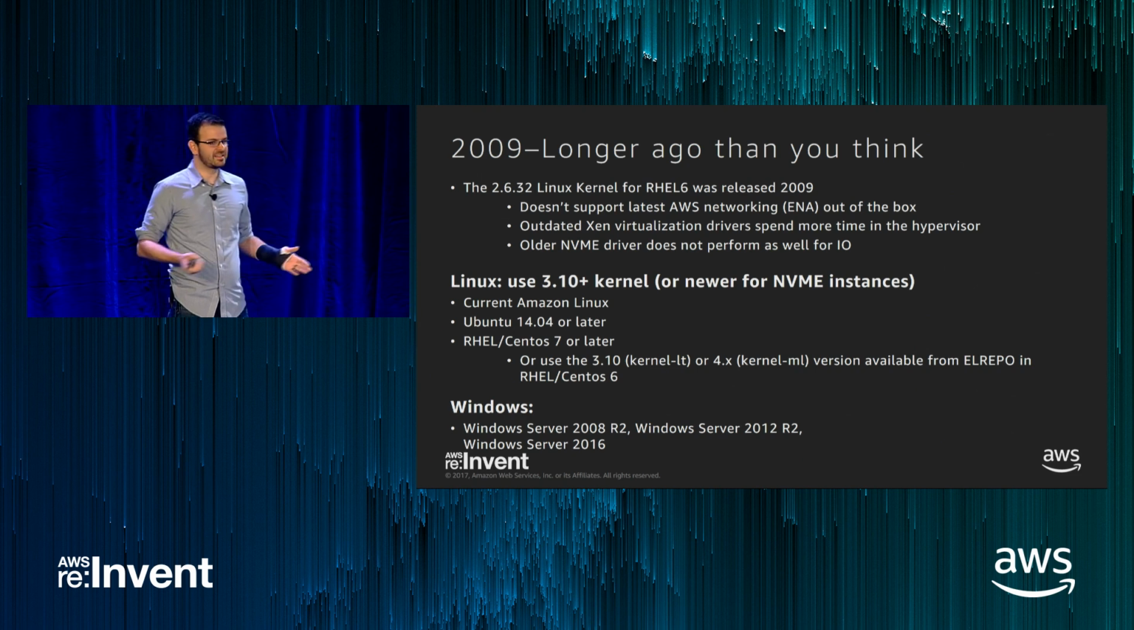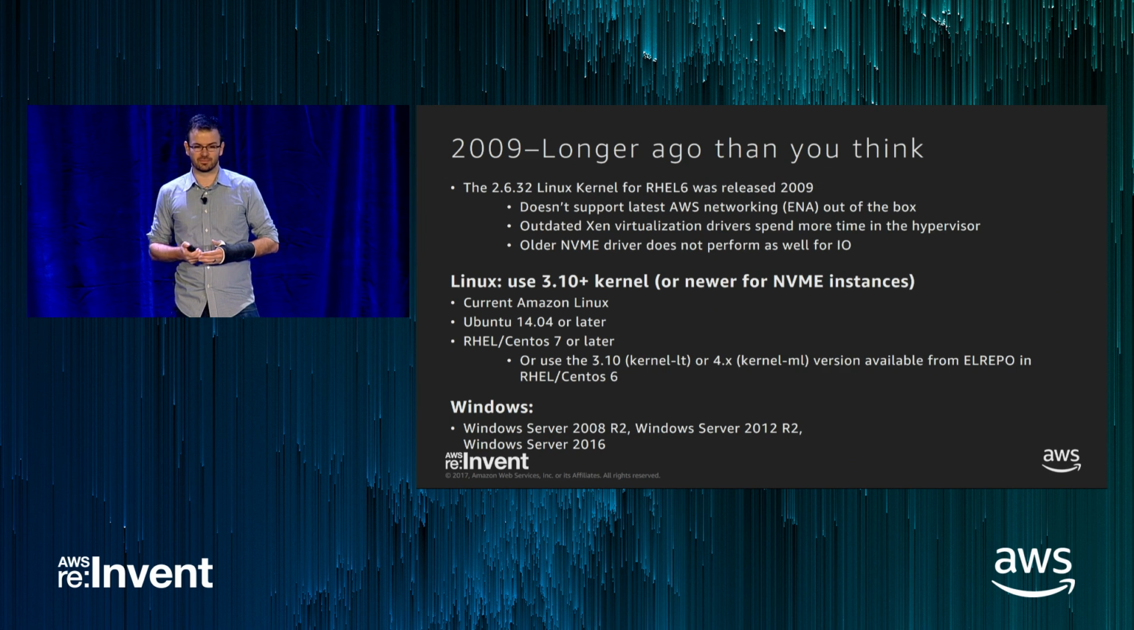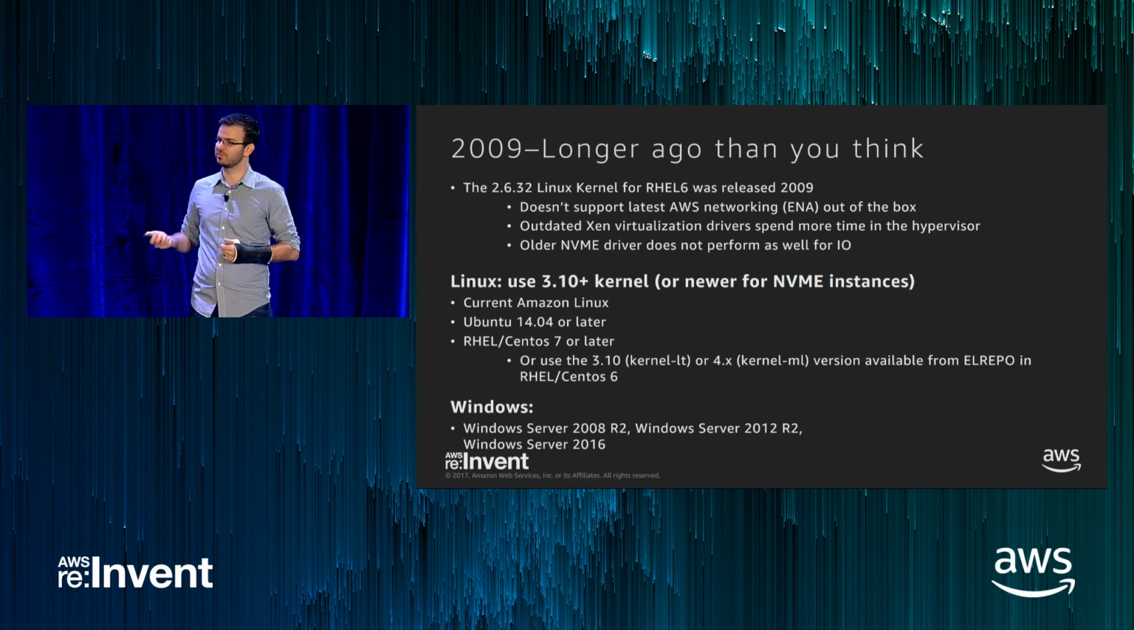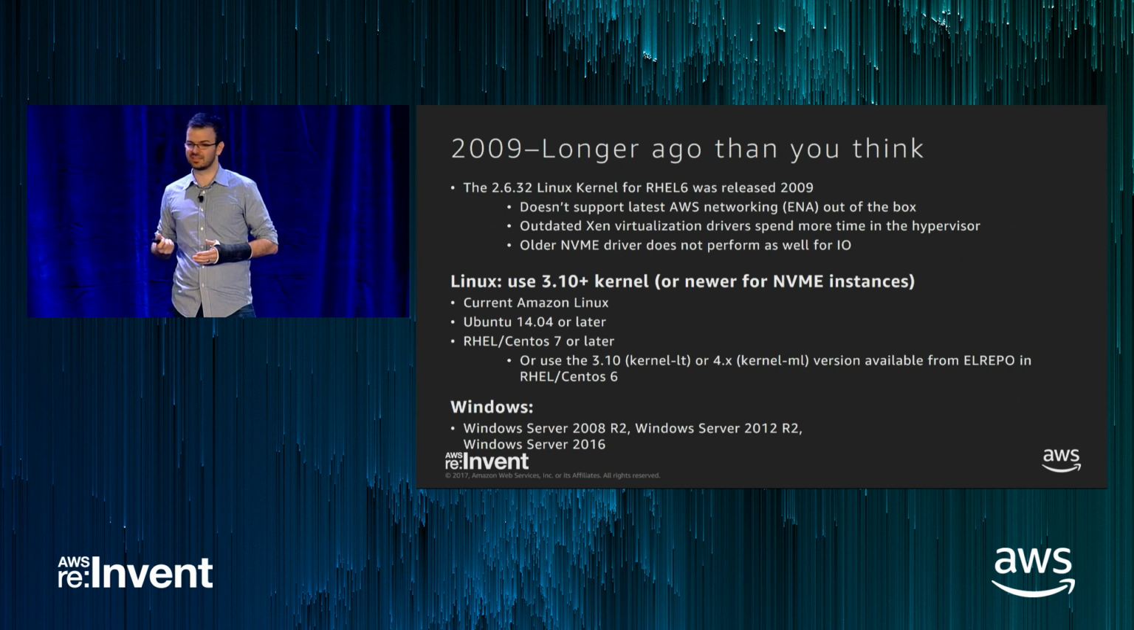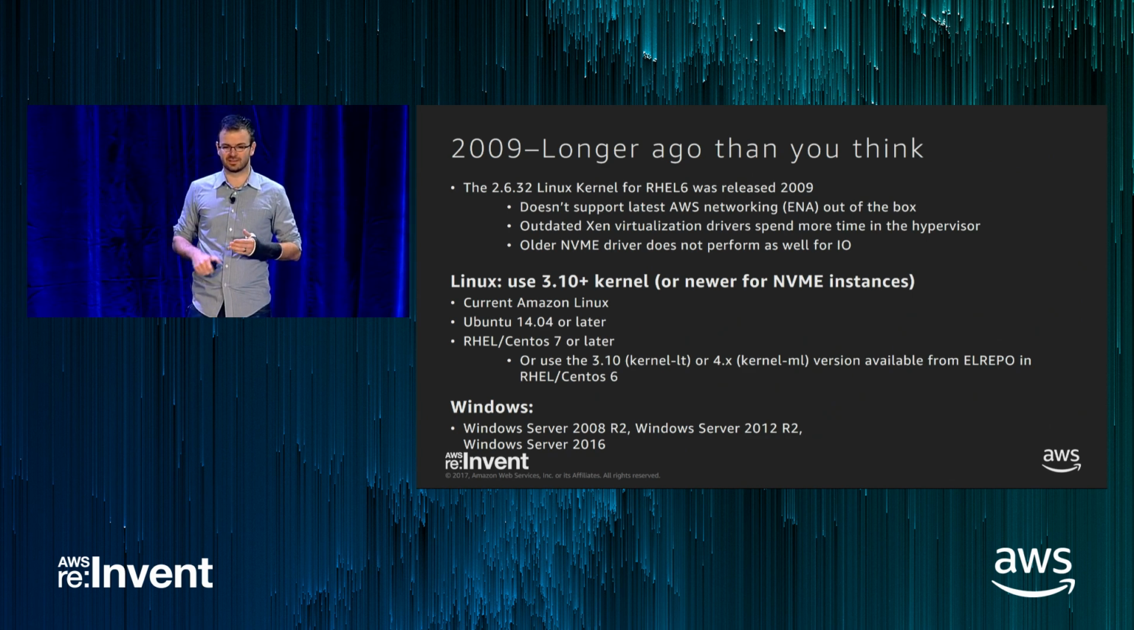So if I haven't said it enough, using a modern kernel is really important on the platform. I've seen some customers get as much as a 40% performance improvement just by upgrading from Red Hat 6 to Red Hat 7. And the 2.6 kernel in CentOS 6 and Red Hat 6 was released in 2009. While it doesn't always feel like it, that was a really long time ago, especially in the cloud.